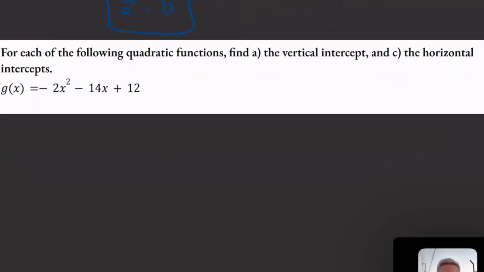For each of the following quadratic functions, find the vertical intercept and horizontal intercept. So whenever you're talking about intercepts, another way of asking this question is finding the x-intercept and the y-intercept. So the vertical intercept is the y-intercept, and the horizontal is the x-intercept.